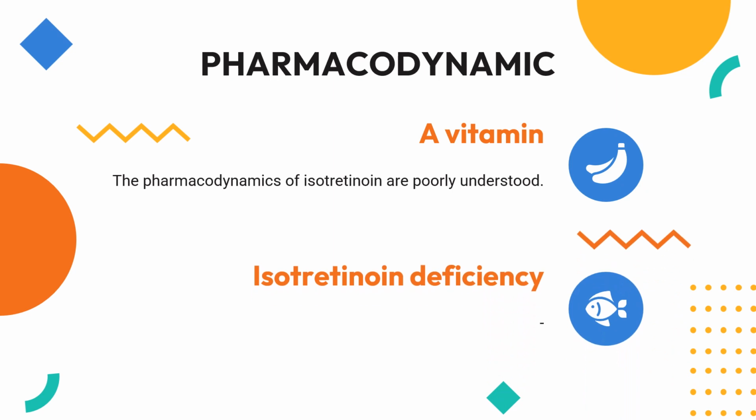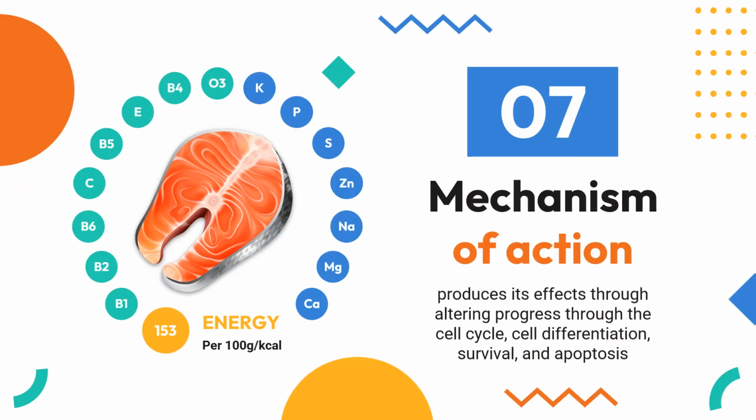Pharmacodynamics. The pharmacodynamics of isotretinoin are poorly understood. Mechanism of action. Isotretinoin produces its effects through altering progress through the cell cycle, cell differentiation, survival, and apoptosis. These actions reduce sebum production, preventing the blockage of pores and growth of acne-causing bacteria. Isotretinoin and oxoisotretinoin both significantly reduce the production of sebum.